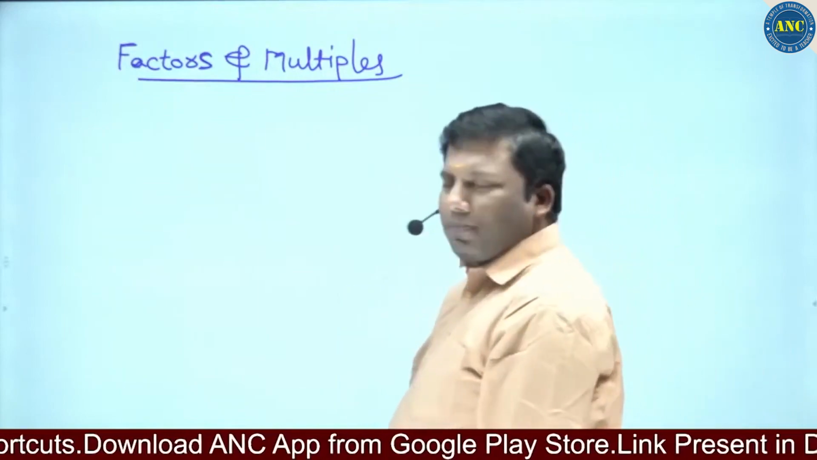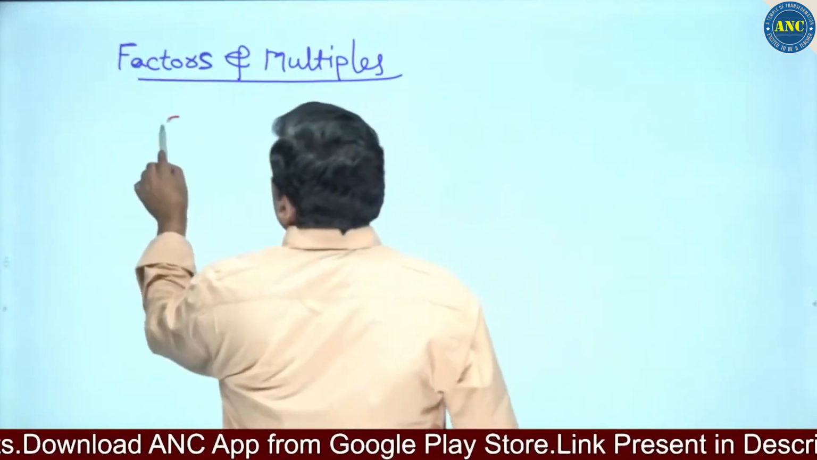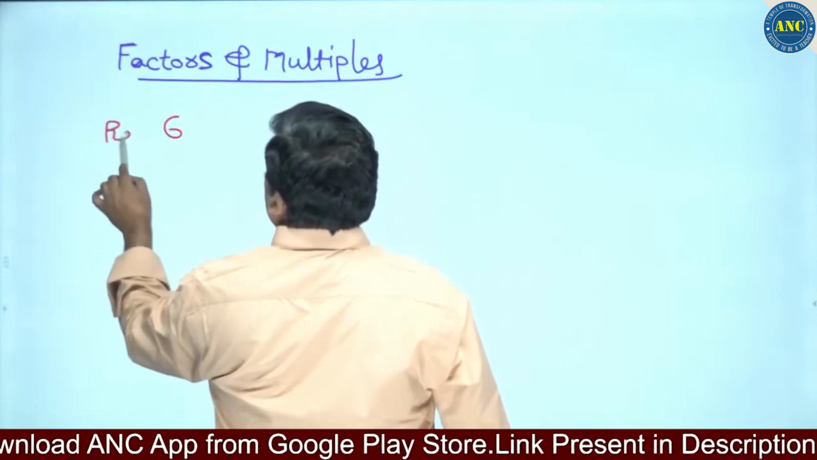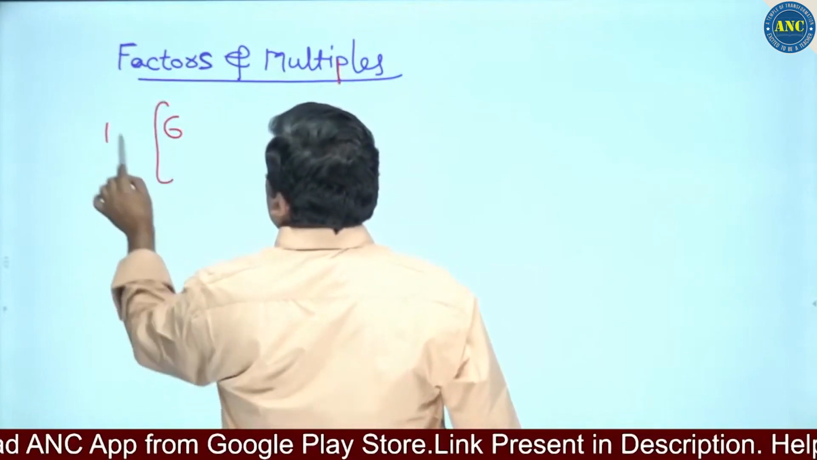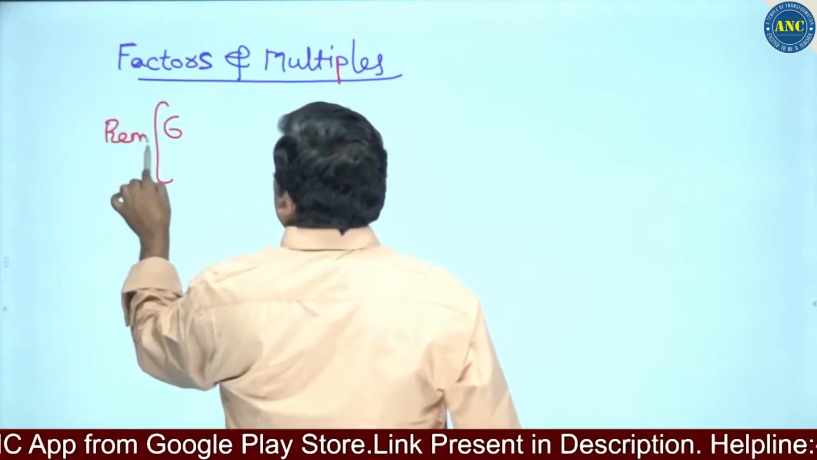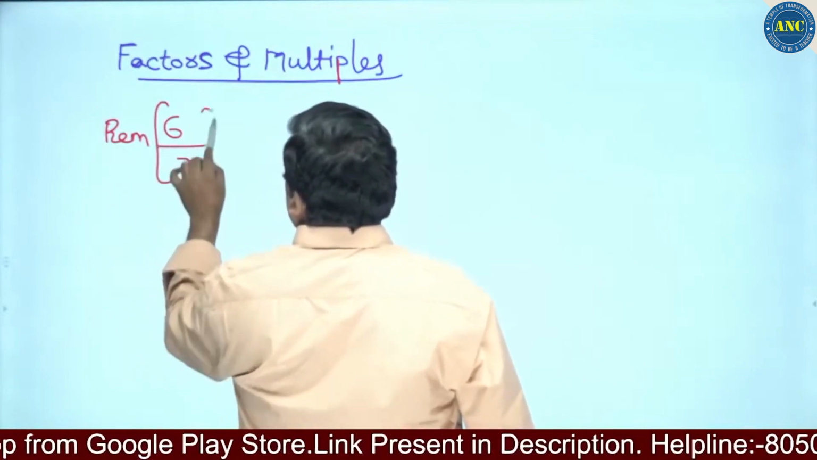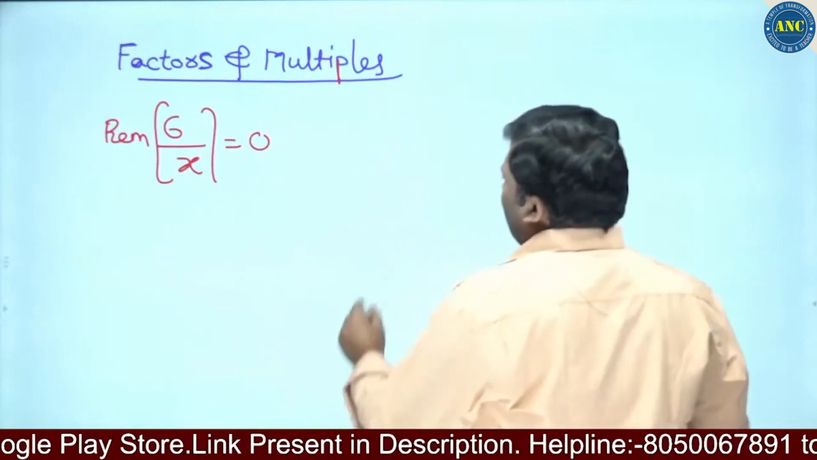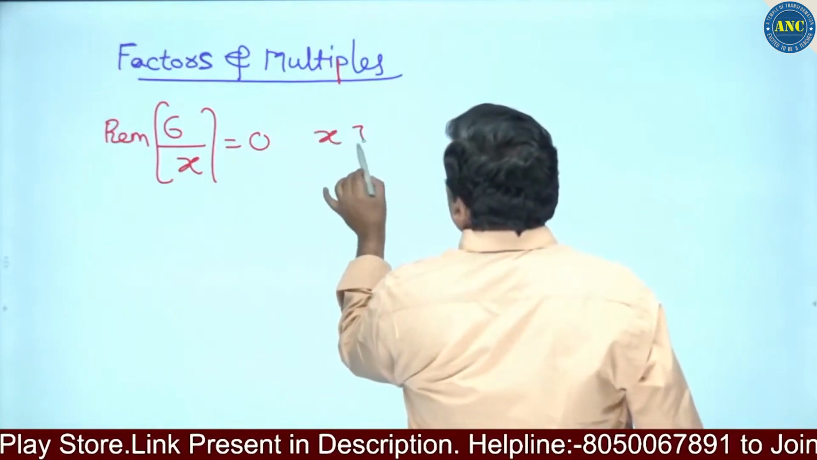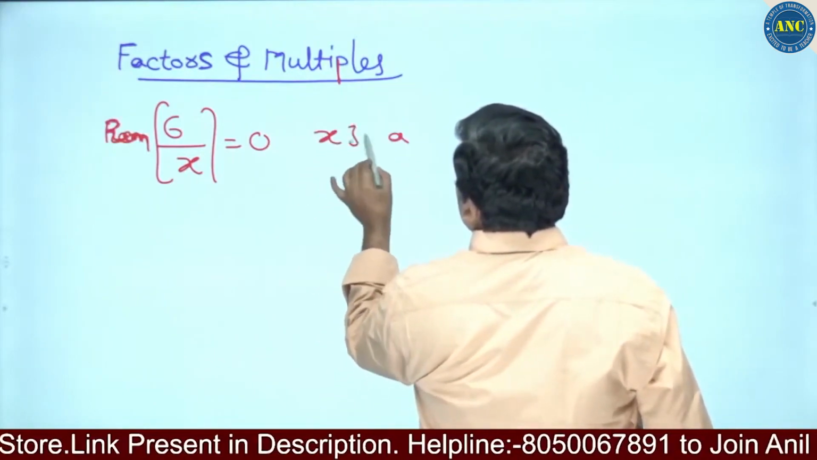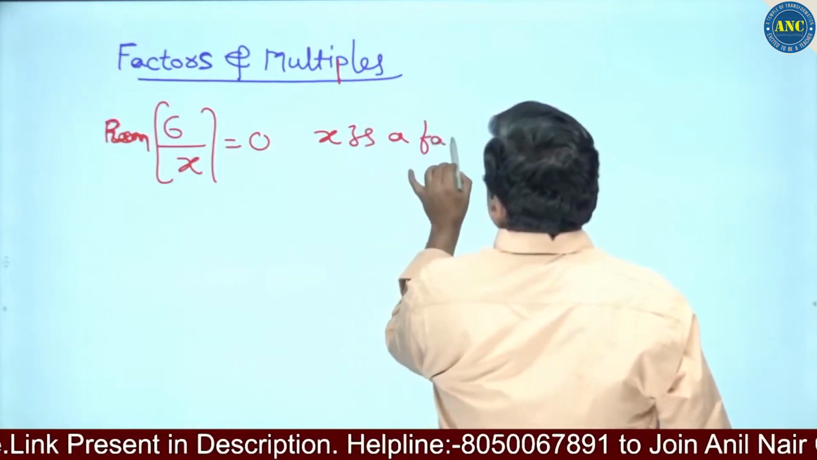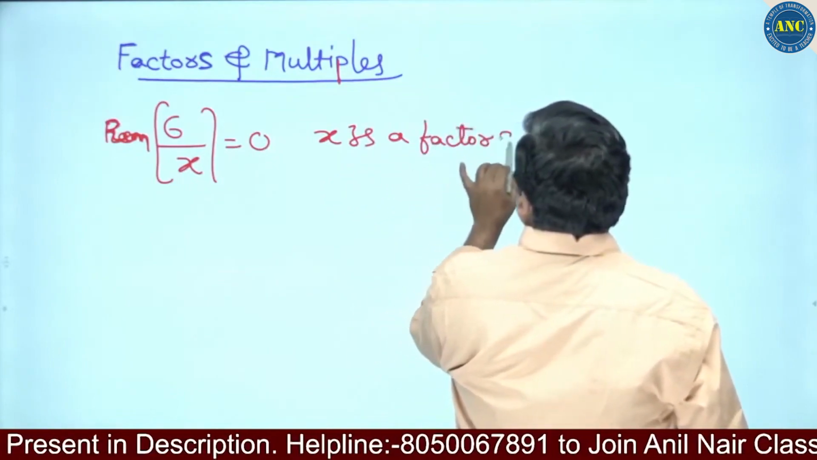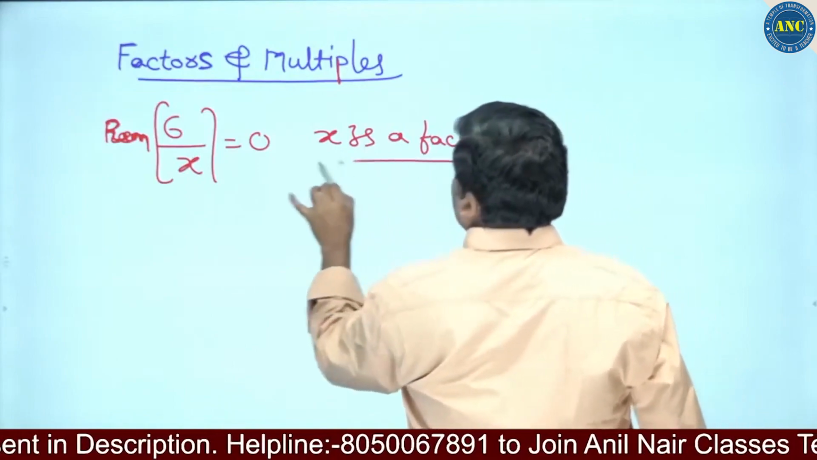What is a factor? Suppose I took a number 6. If 6 is divided by some natural number x, and the remainder is 0, then x is a factor of 6.